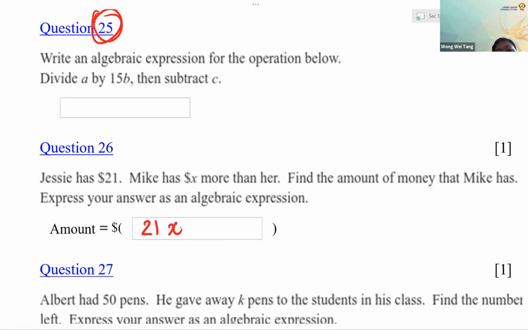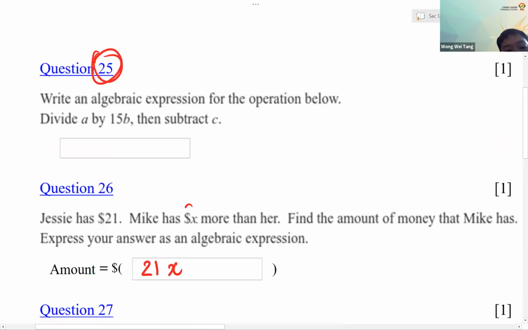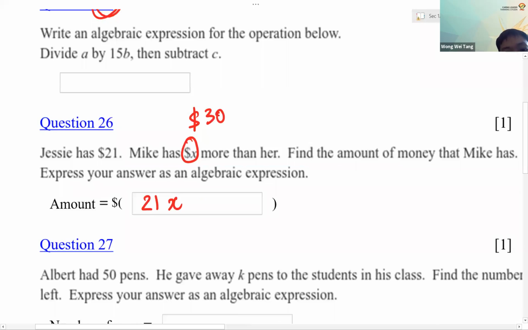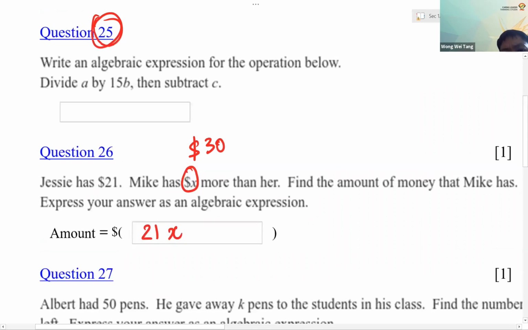Yes. Okay, now, boys and girls, don't be stressed about algebra. If we say that Mike has, for example, let's change this to $3 more than Jesse, then what would your answer be for Mike? 24. How do you get 24? 21 plus 3. You are absolutely right. Now, if we say that Mike has $30 more than her, then how much does Mike have? 51. How did you get 51? 21 plus 30. Very good.